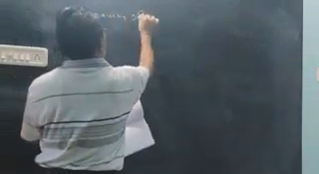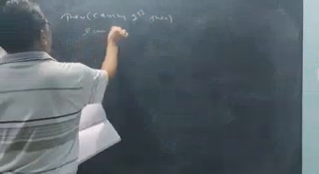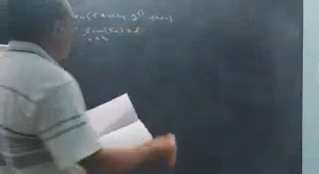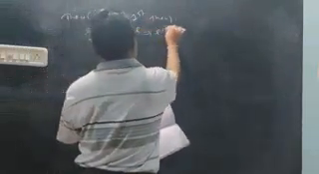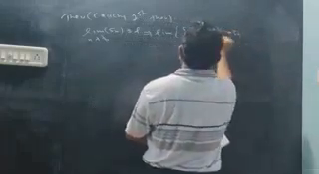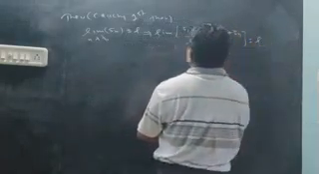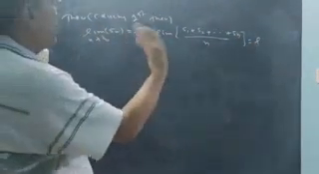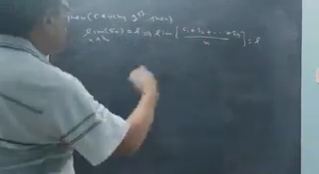Now the second theorem is called Cauchy's first theorem on limits. The theorem is: if the limit of Sn is real, then the limit of (S1 plus S2 plus S3 plus ... plus Sn) upon n is also real.